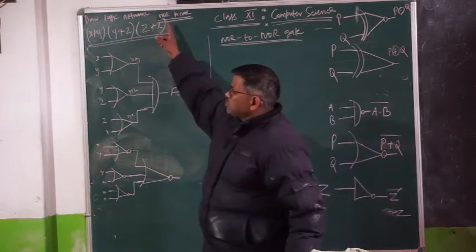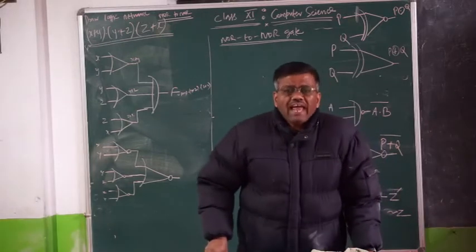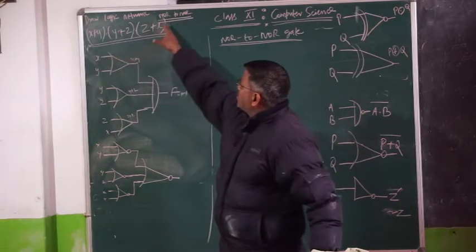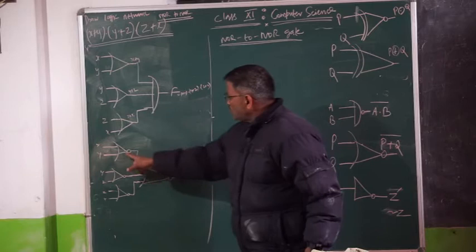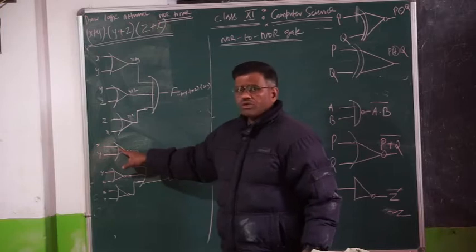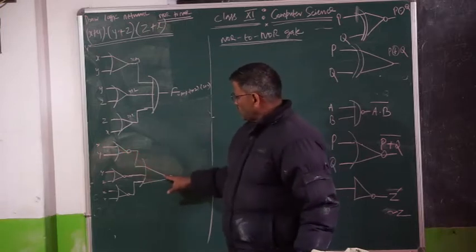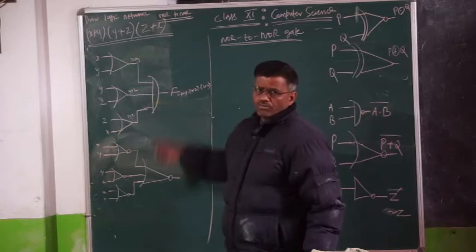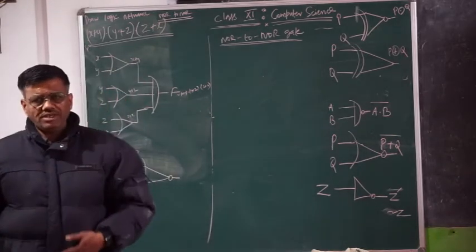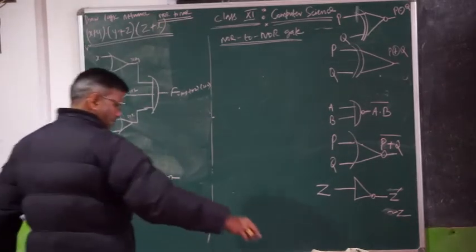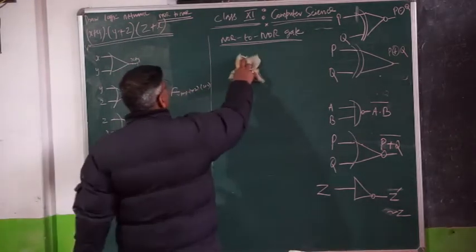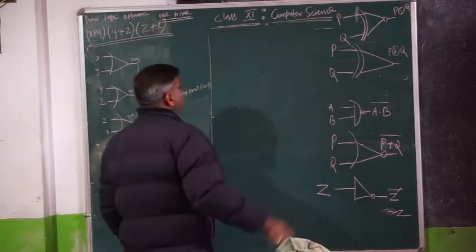If you are told to draw the logic diagram with the help of NAND to NAND gate or NOR to NOR gate, here what you do is draw the logic diagram with the NOR to NOR gate only. Means two NORs you must use. After the OR gate, when you put the circle, it becomes NOT and OR is called NOR. Two NOR gates, this will be the output. Right? Similarly, I will do it with the NAND to NAND gate. Here I go.